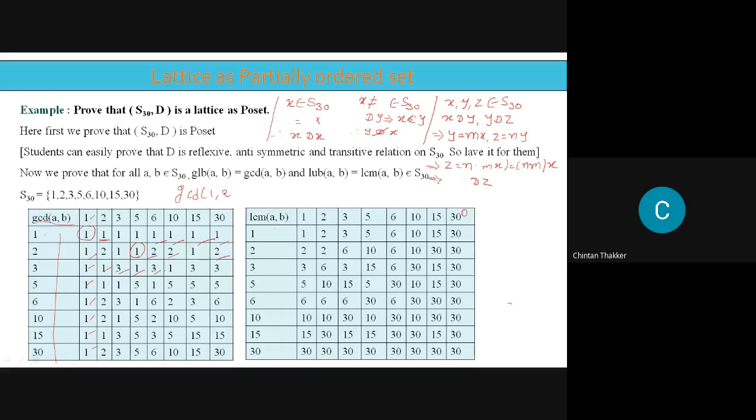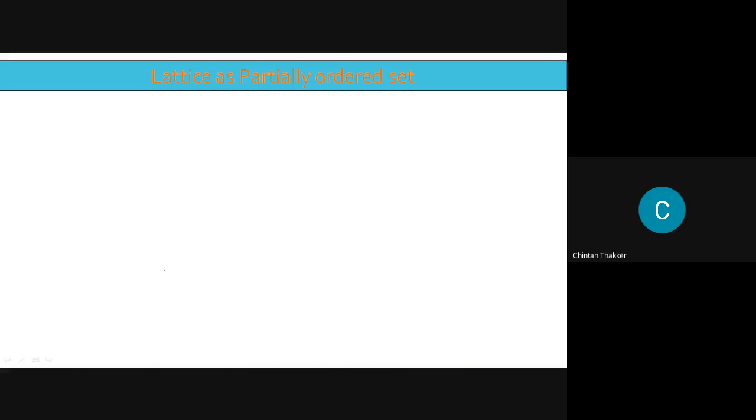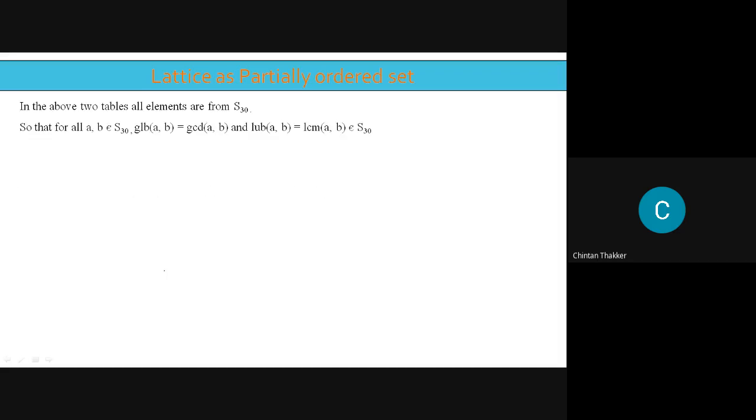So here we have, from these two tables, you can say that for all A, B belonging to S30, the GLB of A, B and the LUB of A, B also belong to S30. So therefore, S30 comma D is a lattice as Poset. Okay, it is a lattice as Poset.